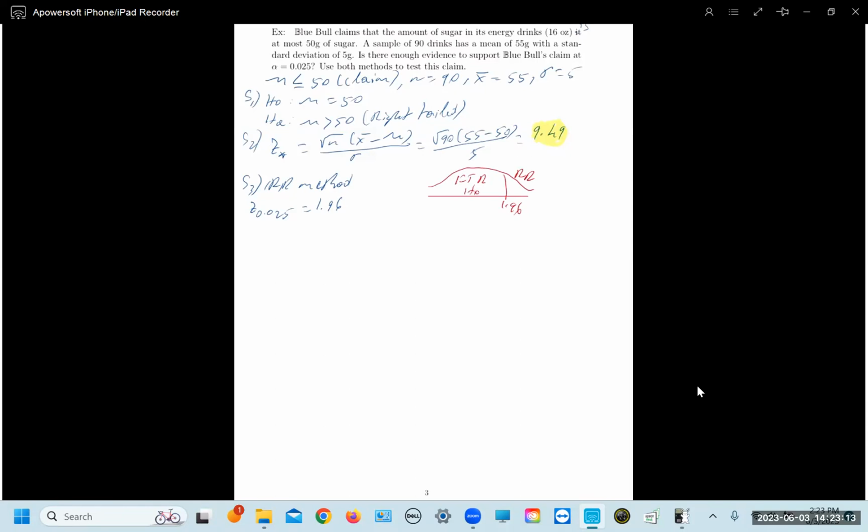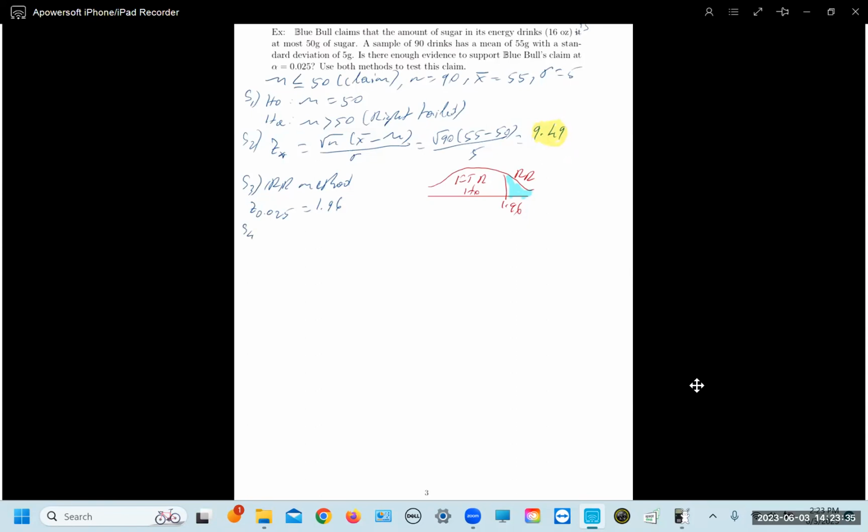Okay. As we see this one, 9.49. So it's all the way out here. All the way out here. You see this? All the way in here. So this one, this means fail to, no, this means reject region.